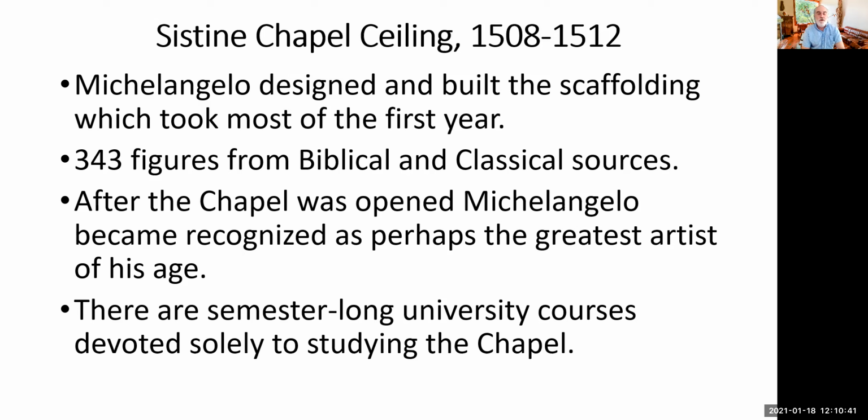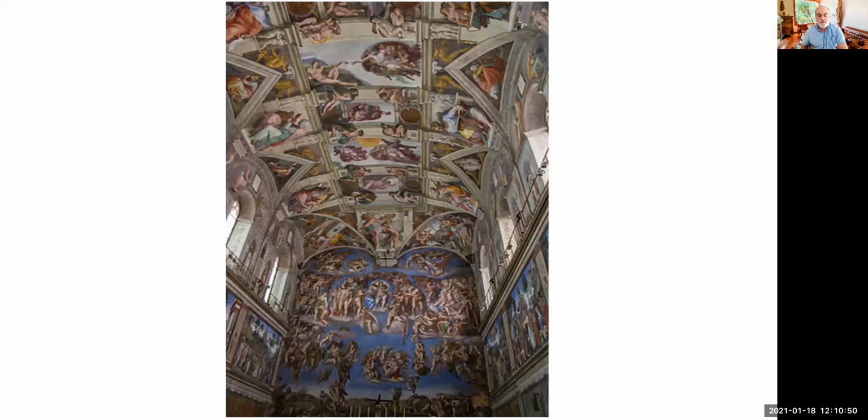343 figures, both biblical figures and figures from the Greek and Roman classics, all mixed together on the Sistine Chapel. That's what it looks like. And then he also paints, of course, the fresco at the end, the resurrection.